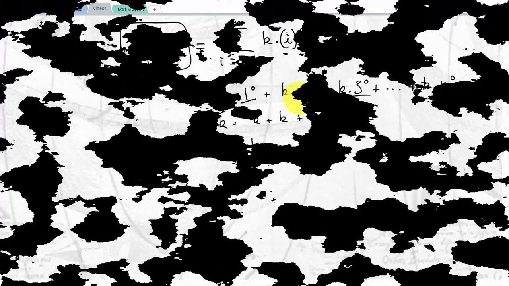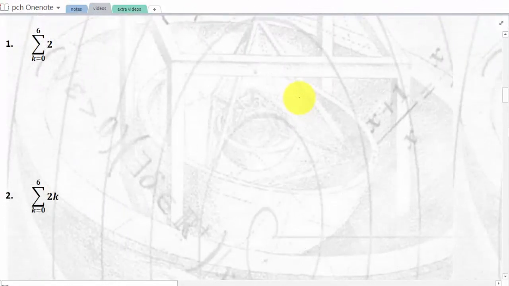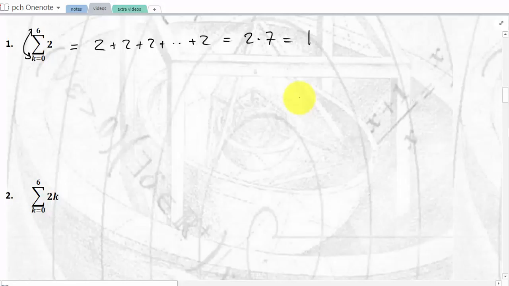Let's go over some examples now. In the first example, it is a sum from k equals 0 to 6 of 2. My general term 2 is not a function of the index k right here. Therefore, I'm adding 2 as many times as I have terms between 0 and 6. How many terms between 0 and 6? 7. So you're adding 2 seven times. 2 plus 2 plus 2 plus 2, seven times. So it's 2 times 7, so it is 14.